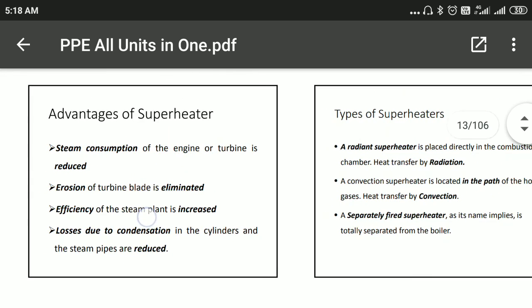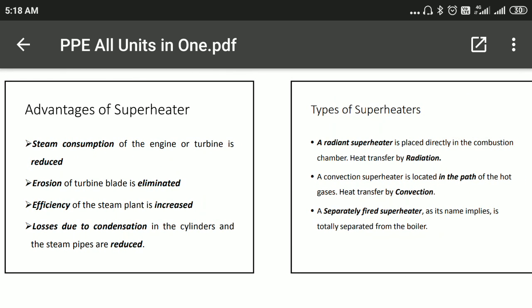So these are the accessories of the boiler which are used to increase the thermal efficiency of the boiler.